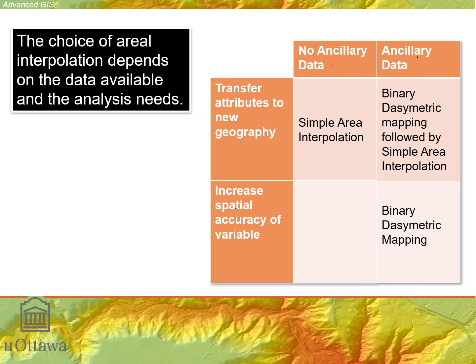So this little table just gives a choice tool to figure out when to use a binary Dasymetric mapping approach or a simple area interpolation approach. It depends on your needs, goals, and the data that you have available, particularly if you have ancillary data or not.